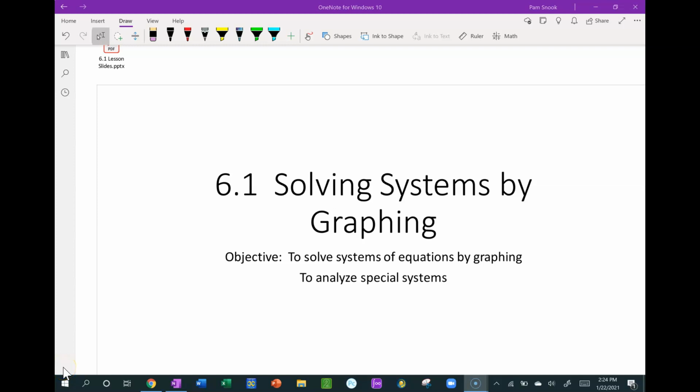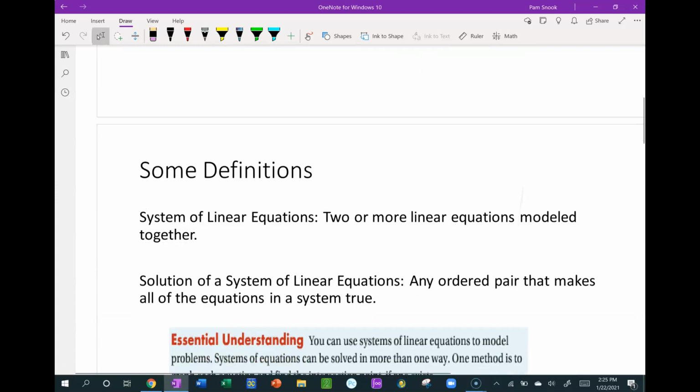Snook with section 6.1, Solving Systems by Graphing. And we are going to solve systems of equations by graphing. And we're going to look at some special situations.